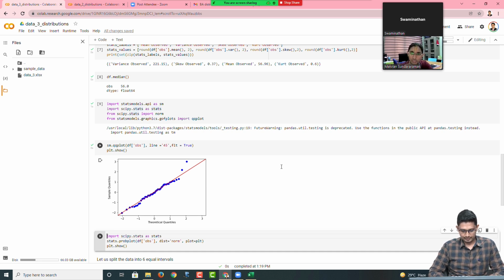Beautiful. So if you see, this is a perfect fit. You will not get a better fit in real life scenarios. So this is actually a perfect fit, and the QQ plot says that it is a normal distribution.